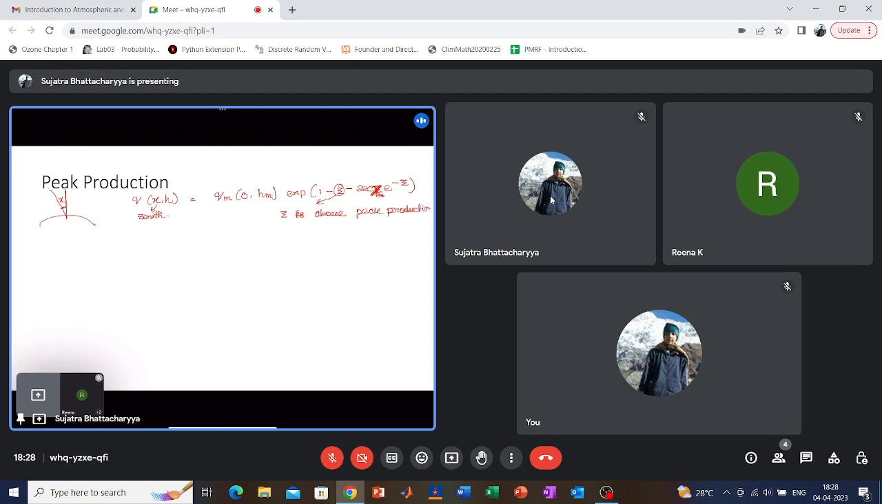Okay. How is it defined? Now zeta, we have seen it, is h minus hm divided by capital H. What is this capital H? Scale height. Now what is this hm? hm is your peak production height, the height at which the peak production takes place, and h is any arbitrary height, so this z is representing that it is some height which is above the peak production.